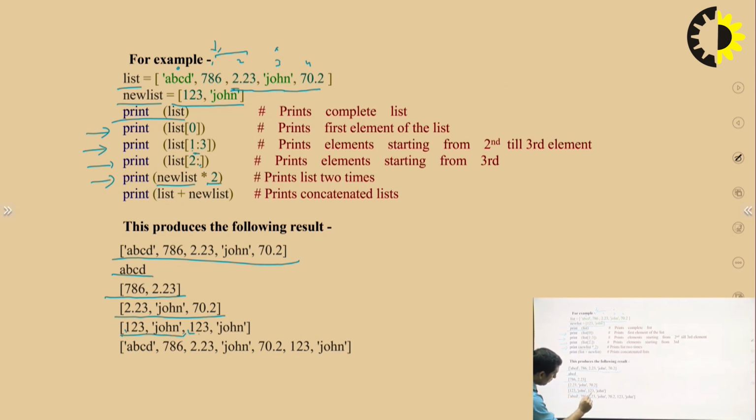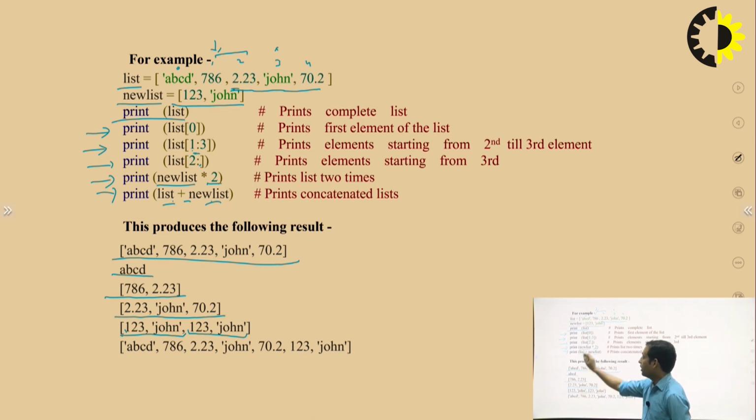First time, second time, 1, 2, 3, John. Now this operation is the concatenation operation, performed between these two lists: list and new list.